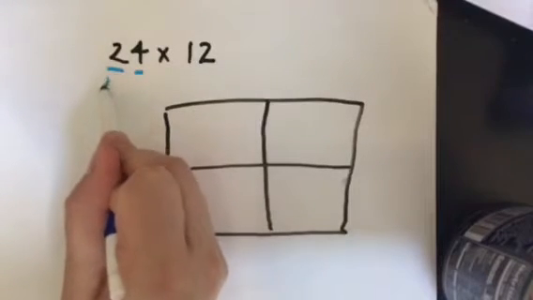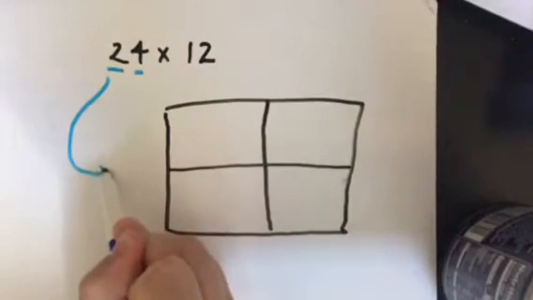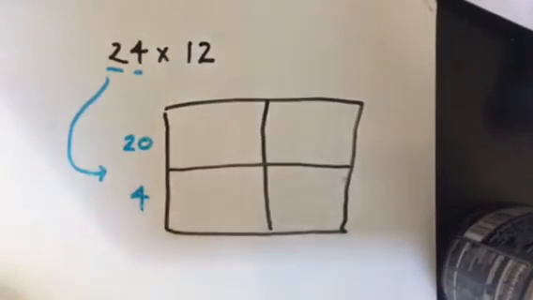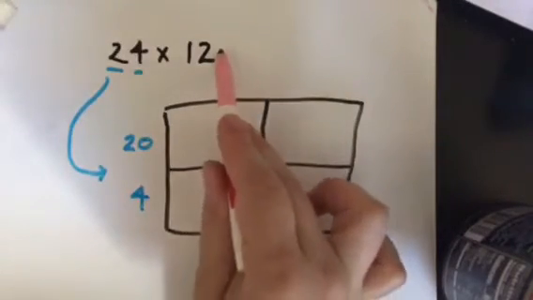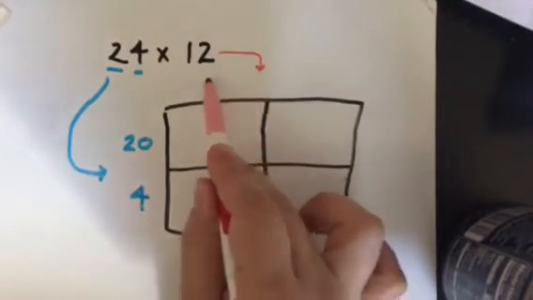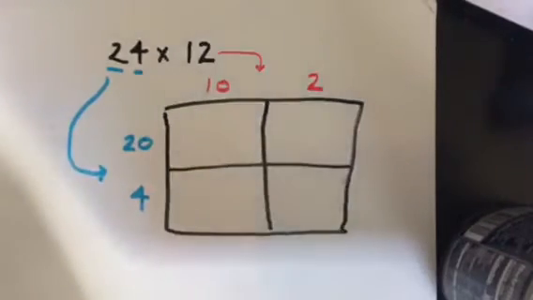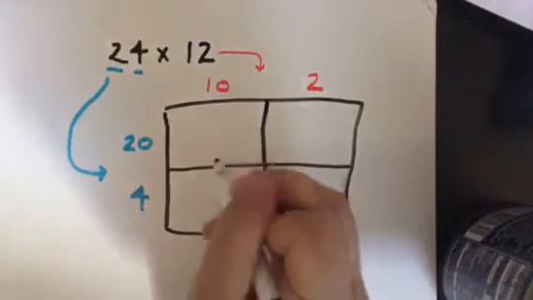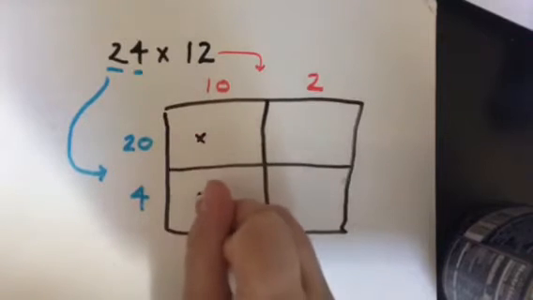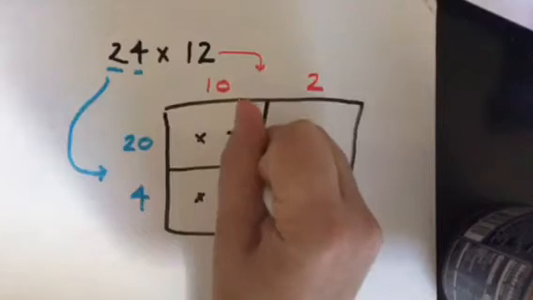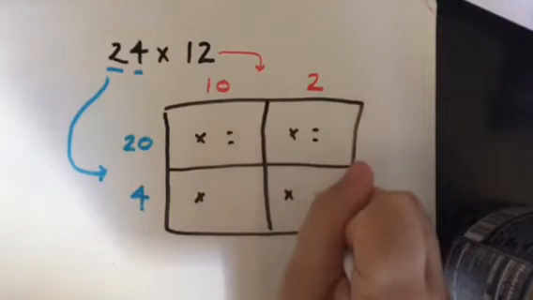For example, 24 is going to come right down here and turn into 20 and 4. Our 12, we are going to do the same thing. It's going to come right here, and it is going to be 10 and 2. Now is where we actually get into our multiplication. What I'm going to do is write a little X on each of these so that I remind myself I am multiplying, multiplying, multiplying.